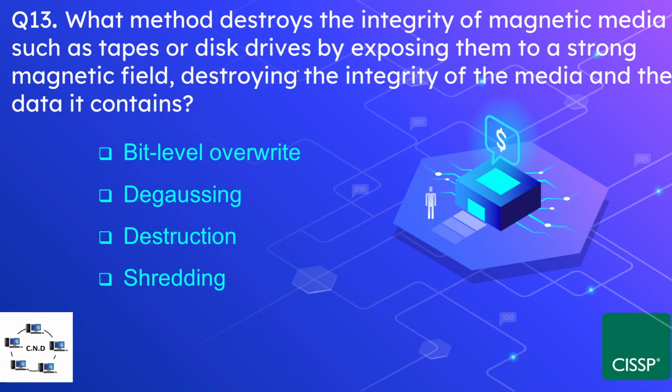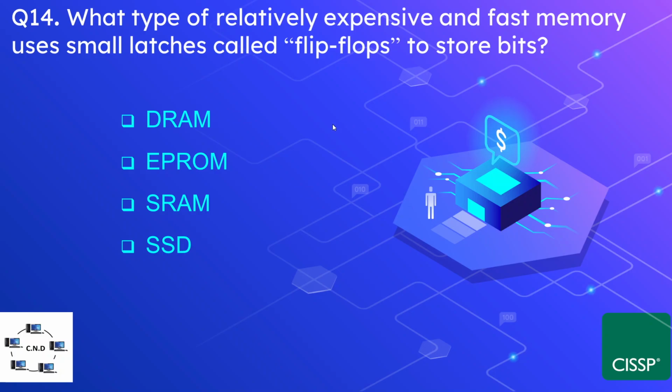Question number 13 is: what method describes destroying the integrity of magnetic media such as tapes or disk drives by exposing them to a strong magnetic field, destroying the integrity of the media and the data it contains? The options are bit level overwriting, degaussing, destruction, and shredding. And the correct option is degaussing. With magnetic data, you always use degaussing to destroy the data.